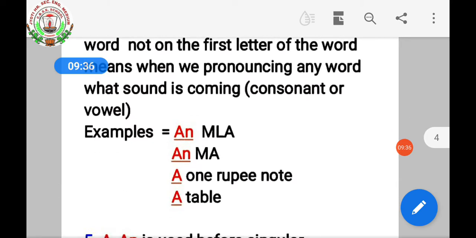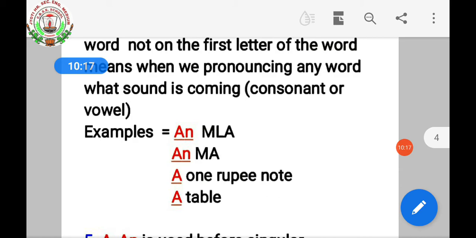An MLA, the full meaning of MLA, is Member of Legislative Assembly. And what is the full form of MA? Master of Arts. So when we are using this MLA or MA, what sound is coming? M is a consonant letter, but what sound is coming? A, M, L, A. An A sound is coming. In MA also, an A sound is coming. So we put an here.